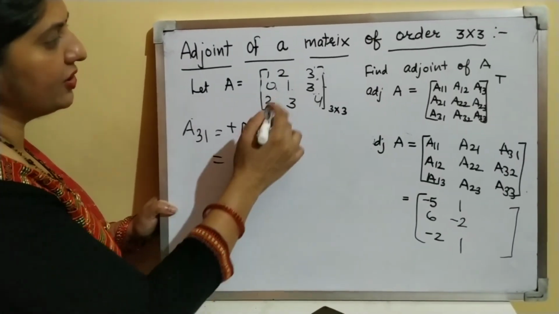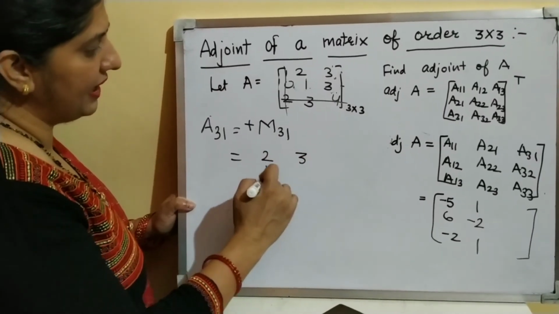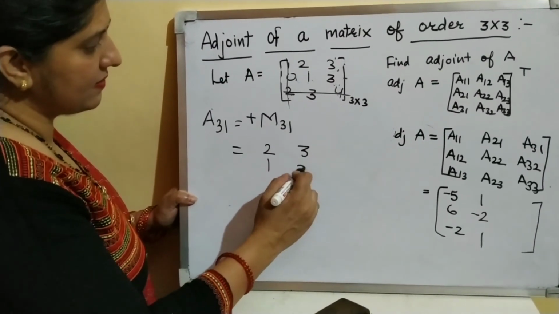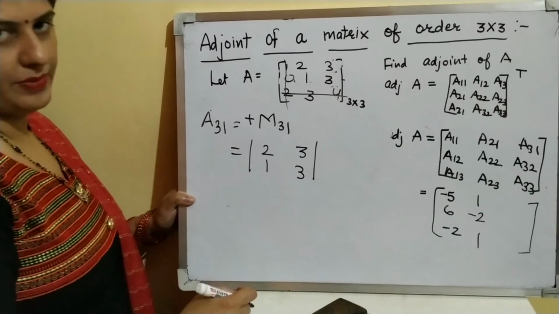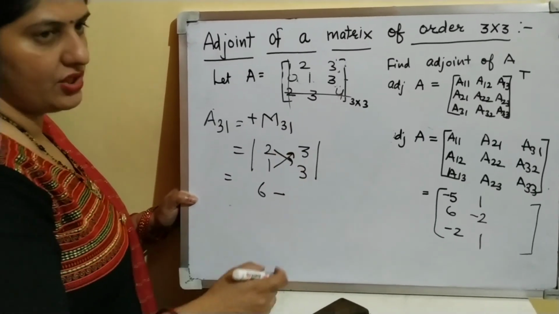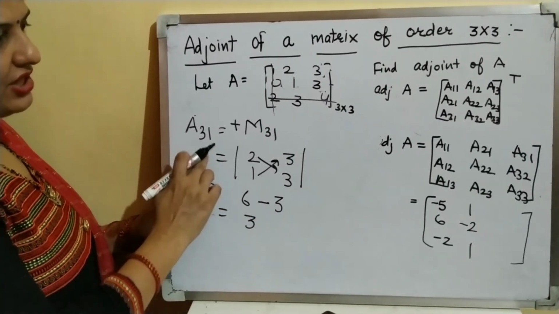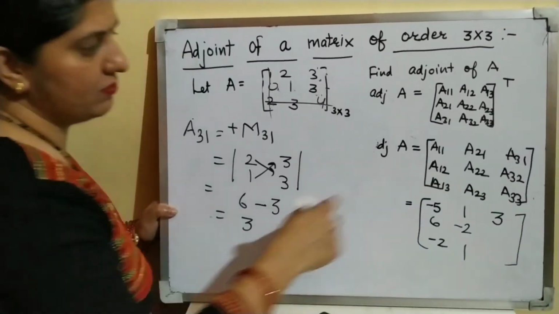Delete the third row and first column. Write all other entries as they are and take the determinant. We get 3 twos are 6, minus 1 into 3, 3. We get 3. So A31 is 3.